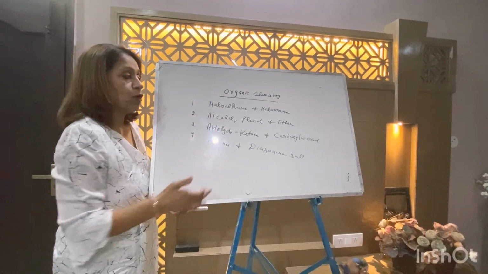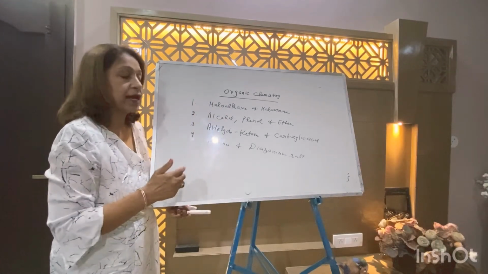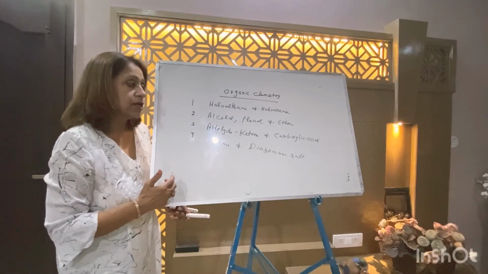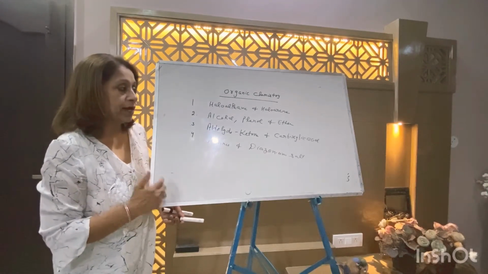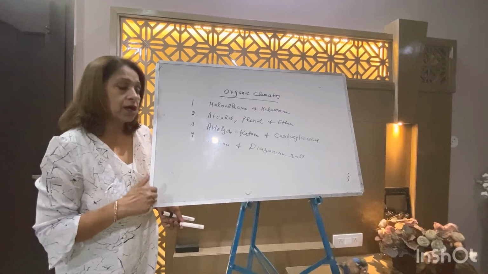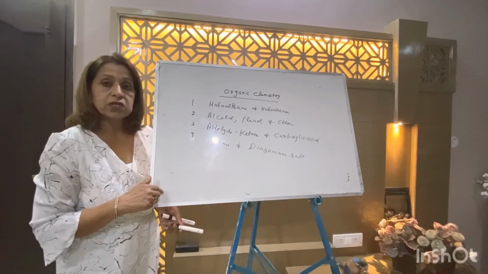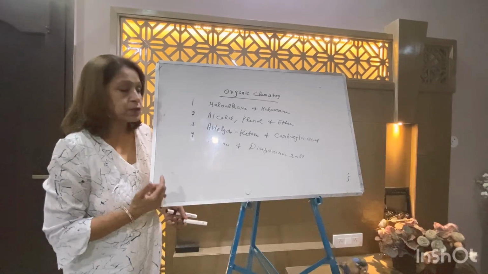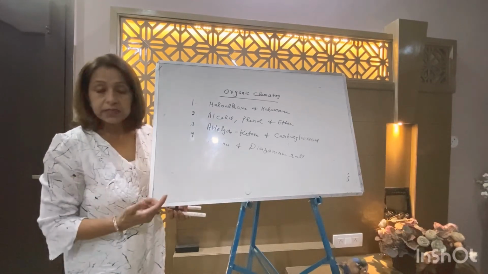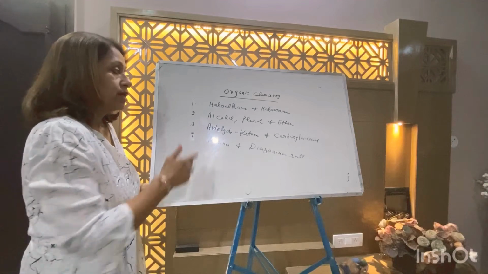The chapter names, kindly write down. Your first chapter is haloalkane and haloarene. Second is alcohol, phenol and ether. Third is aldehyde, ketone and carboxylic acid. And the fourth is amines and diazonium salt. Is it okay? Let us start one by one.